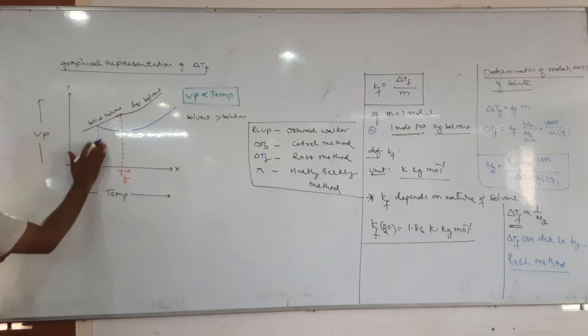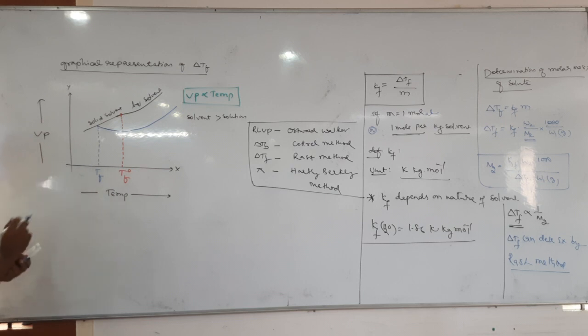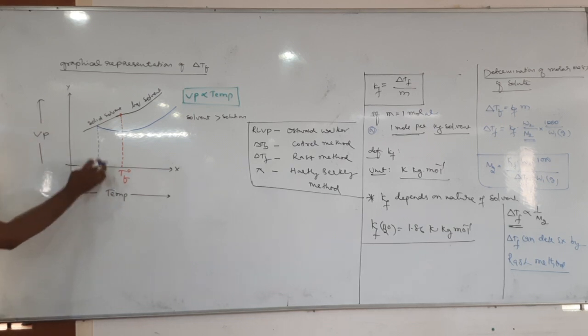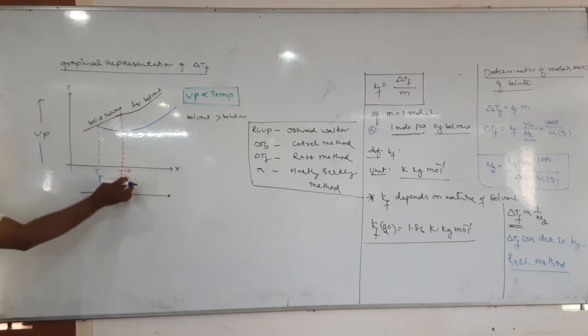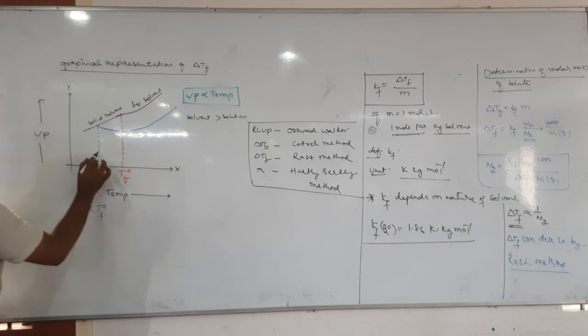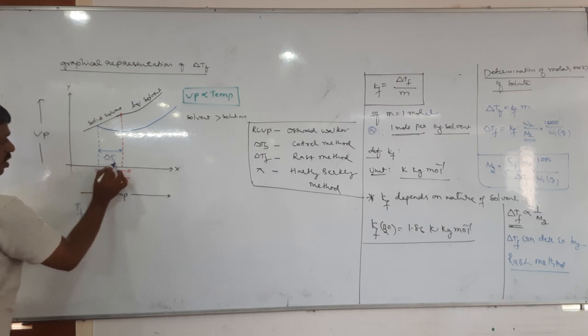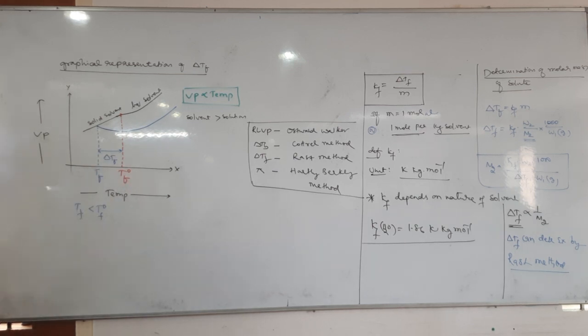This is called what? Freezing point of solution. Freezing point of solution here, freezing point of solvent here. So among T naught F and TF, which is greater? T naught F is greater than TF. Then the difference between these two is nothing but delta TF.